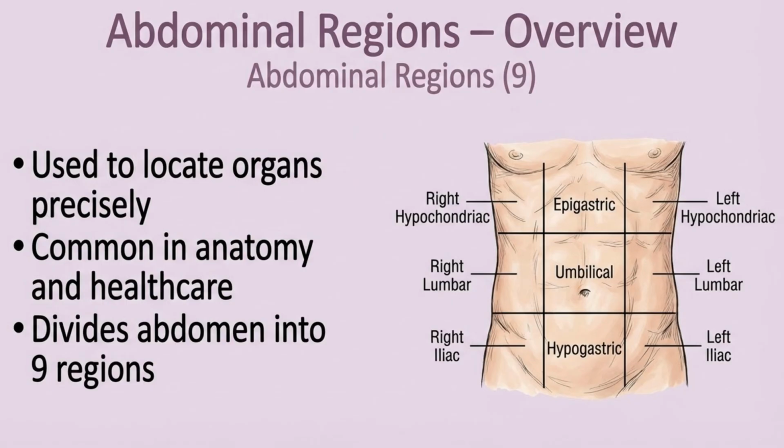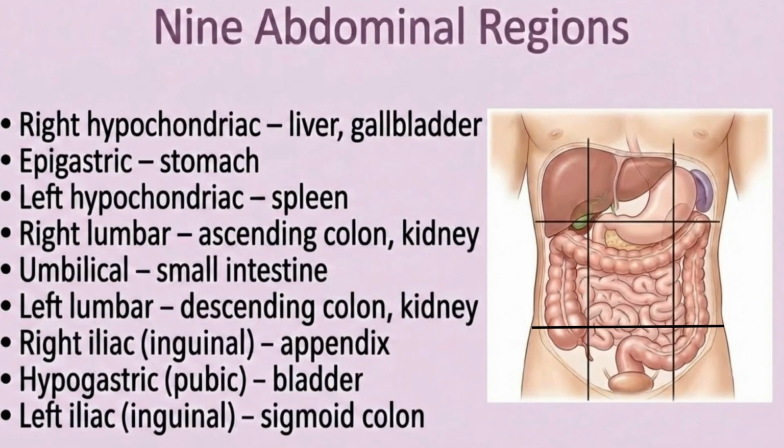The abdominopelvic cavity can be divided into 9 abdominal regions. These regions are commonly used in anatomy and healthcare to describe the location of organs and pain more precisely. The right hypochondriac region contains the liver and gallbladder. The epigastric region contains the stomach. The left hypochondriac region contains the spleen.